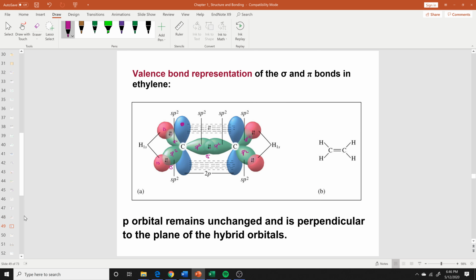To draw the p orbital, just show it as 2 lobes. This is a dumbbell shape. And the p orbital has 1 electron for one carbon, 1 electron for the other. When the p orbitals overlap, they make a pi bond.